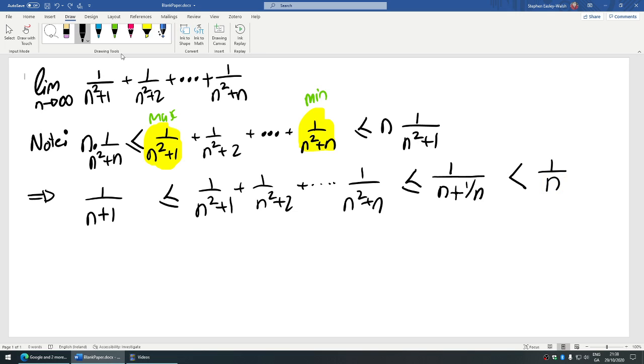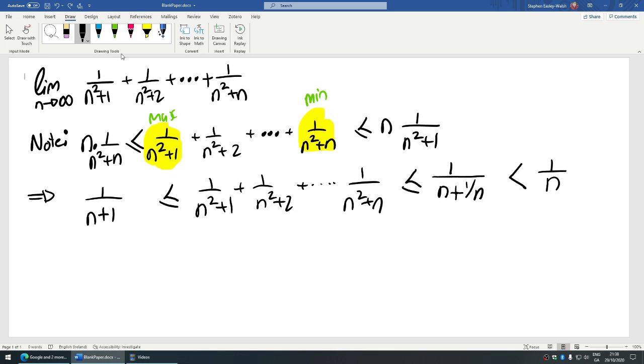Is there a possibility for equals here? Is there a value? I don't think so. I guess as n's going to infinity, but it wouldn't be at infinity. So yeah, I'm right in not having the equals here. And I'm going to leave it like that.